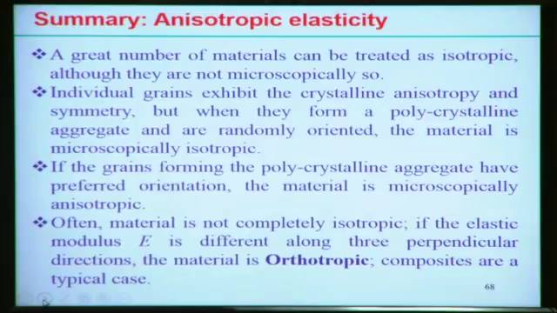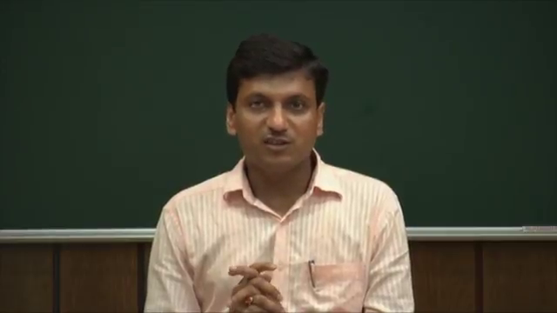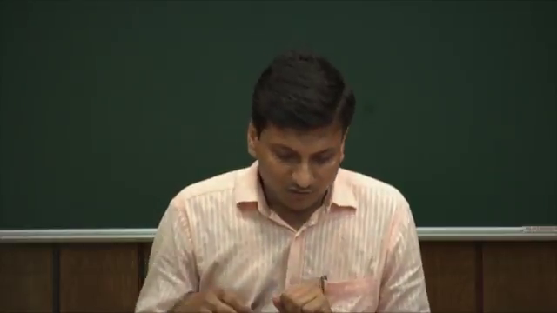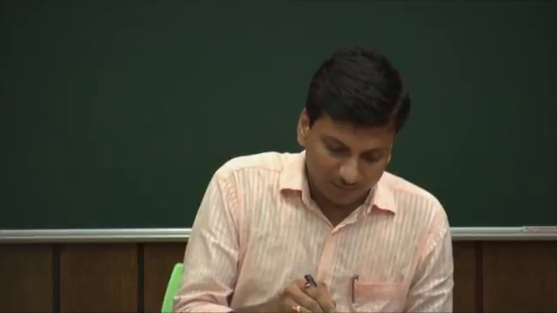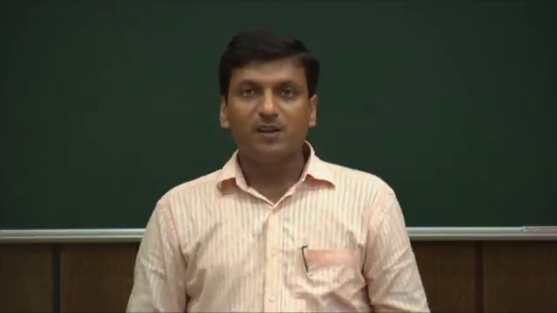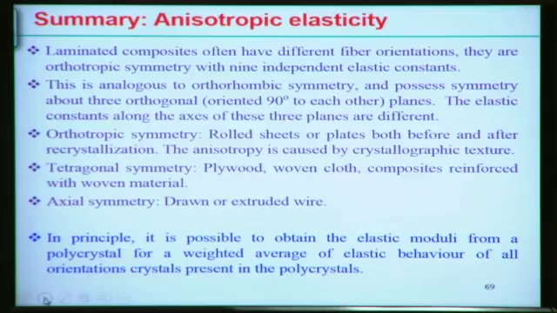If the elastic modulus E is different along three perpendicular directions, that is, the elastic moduli differ with direction, the material is orthotropic. Composites are a good example of this type of anisotropic behavior. Now we apply all this anisotropy to specific situations. For example, a laminated composite has different fiber orientations, so it is orthotropic, with symmetry and 9 independent elastic constants.